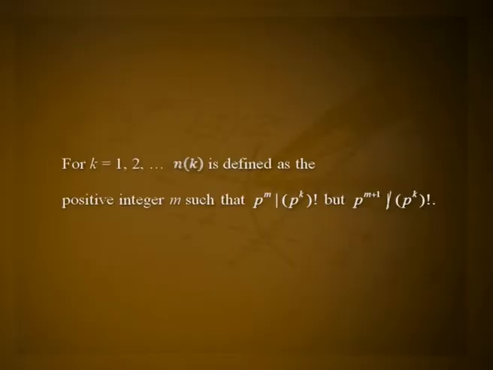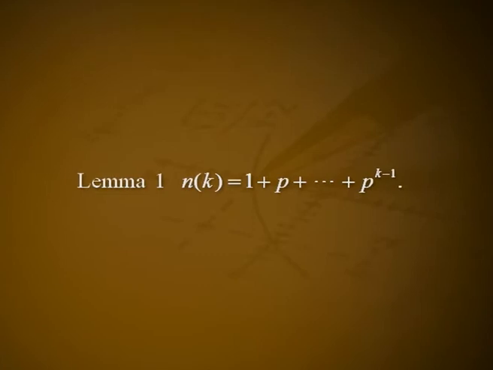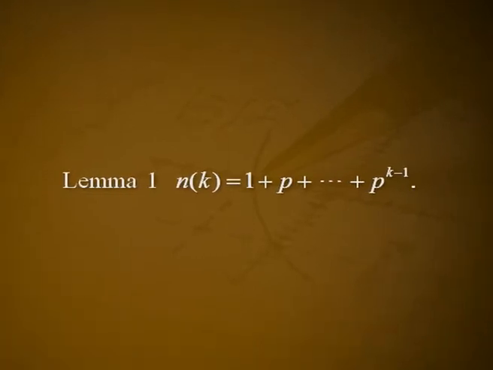Now we will find what power of p, a prime, exactly divides p^k factorial. Definition 1. For k equal to 1, 2, etc., n(k) is defined as the positive integer m such that p^m divides p^k factorial, but p^(m+1) does not divide p^k factorial. Lemma 1. n(k) is equal to 1 plus p plus etc. plus p^(k-1).